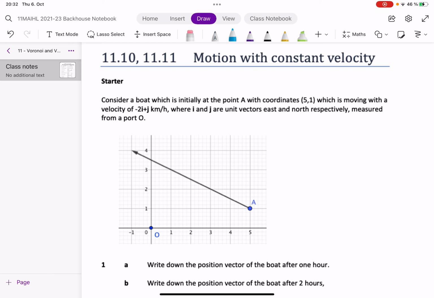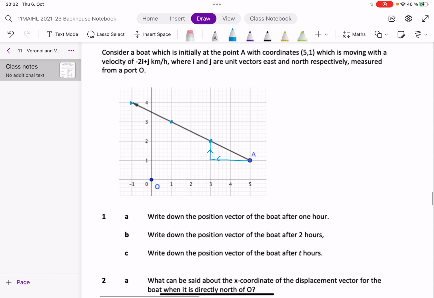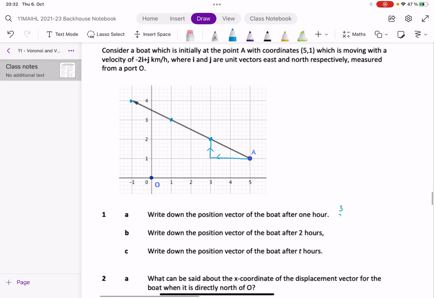Okay, so we can see from the arrow which way the boat is travelling, and from the question we can see that in 1 hour it moves -2i and 1j, that is its position 1 hour later, 2 hours later, 3 hours later, and so on. Okay, so either from just looking at the graph or by thinking about the position, we should be able to write down the position vector after 1 hour. It's this point 3, 2. And then after 2 hours, it's 1, 3.